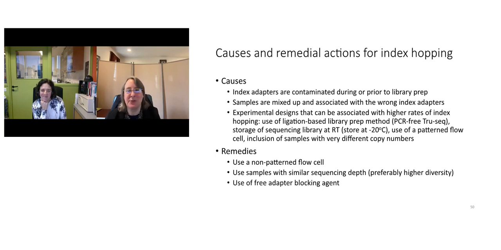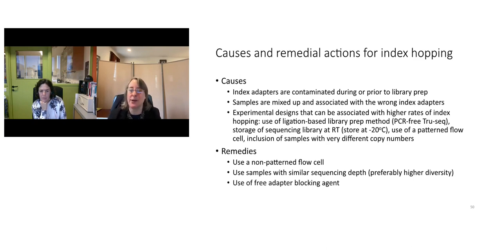So what do you do for this? Well, again, the index adapters may be contaminated during or prior to library prep. The samples may be mixed up or associated with the wrong index adapters. And again, experimental designs can really influence this a lot. If you put very low abundance samples into the same run as samples with high abundance, or if you use ligation-based library prep methods, which we'd like to avoid like the plague, those are also much more prone to higher frequencies of this. If you store your sequencing libraries at room temperature instead of at minus 20, a thing that we never do, that also can increase this problem.